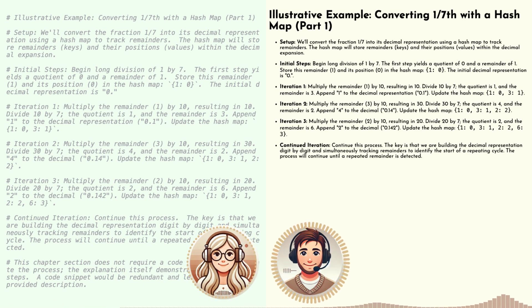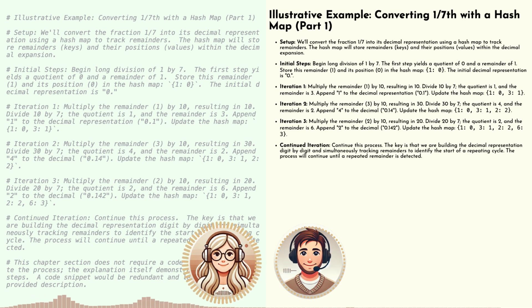We take our new remainder, 3, multiply it by 10 to get 30, and then divide by 7. That gives us 4 as the next digit in our decimal. And what's the crucial piece of information we need to calculate and check? The remainder. 30 divided by 7 gives us 4 with a remainder of 2. And since this is a new remainder, we add it to our hash map along with its position, which is 2. You got it. Our decimal now reads 0.14, and our hash map has grown to 3:1, 2:2.